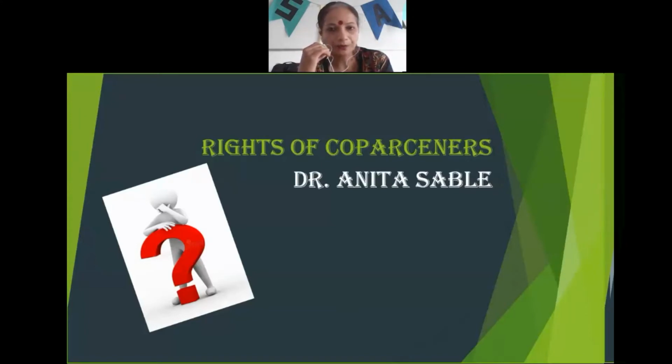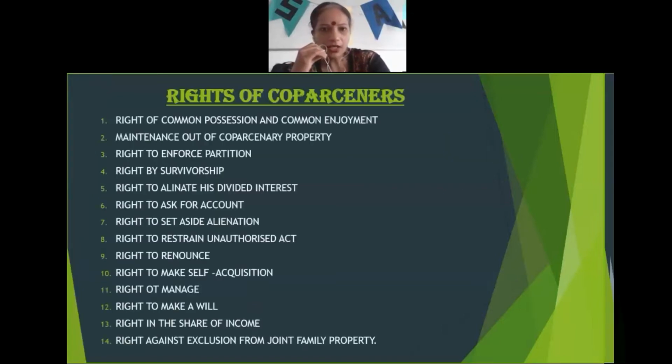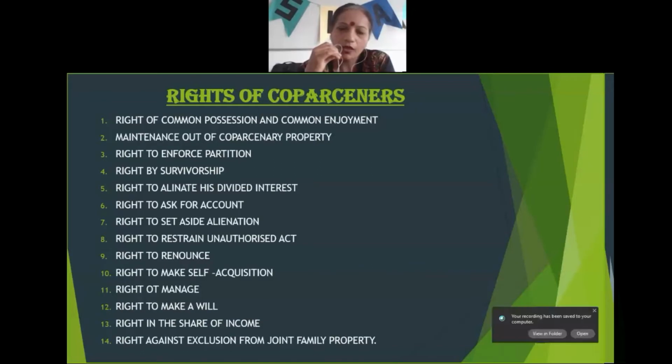Now, the rights which the coparceners have are the rights which are associated or attached to the coparcenary property itself. That is to say, there are the following 14 rights which are available to the coparcener. Let us see one by one what these rights are. Right of common possession and common enjoyment.